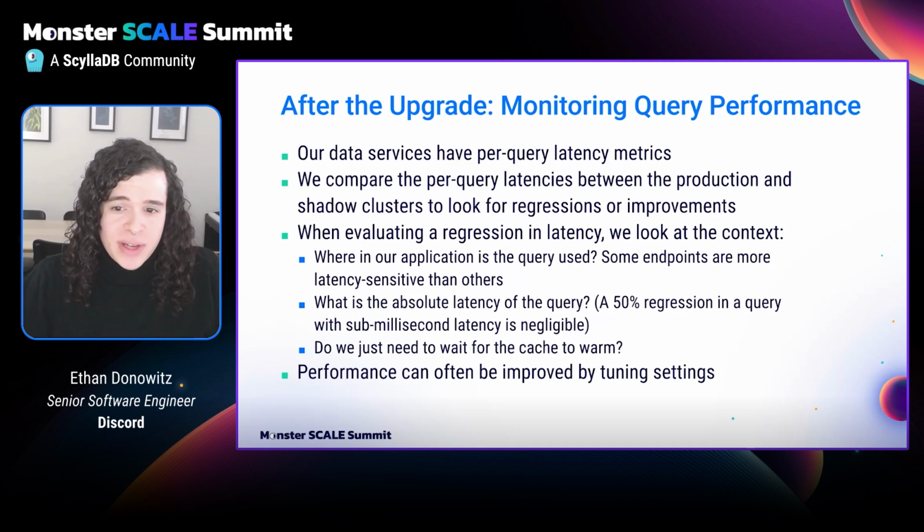And sometimes we just need to wait for the cache to warm. Our production nodes are running for long periods of time. The cache is generally very warm all the time. And if you're creating these new shadow clusters from scratch and you're not letting that cache warm up, there may be more disk reads happening. And the keys in the cache may not reflect the actual distribution of the hottest keys in your workload. As I mentioned, latency regressions are very rare. And when we encounter them, oftentimes performance can just be improved by tuning settings.